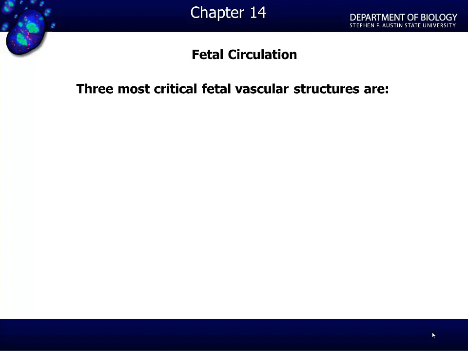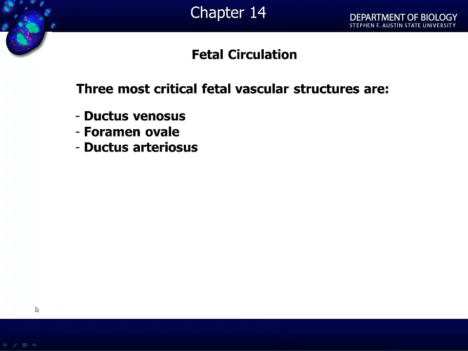So when we look at fetal circulation, there are some differences that we see that are unique for the fetus that will be changed, altered, closed, if you will, between the time you are in utero and when you are a newborn. And these structures are the ductus venosus, the foramen ovale, and the ductus arteriosus.